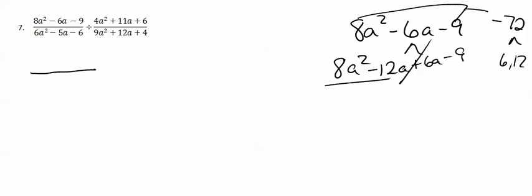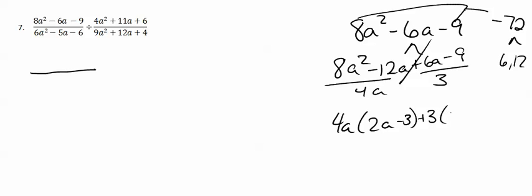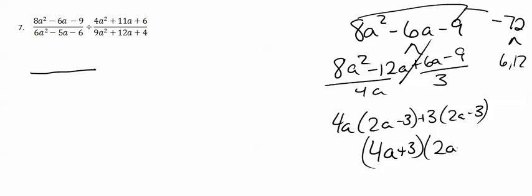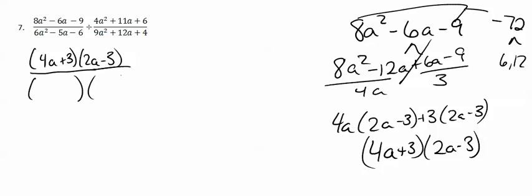I'll split the four terms, taking out the GCF out of each one. And then I'll regroup: 4a plus 3 and 2a minus 3. Now, in the denominator, what you'll get is 2a minus 3 times the quantity 3a plus 2.